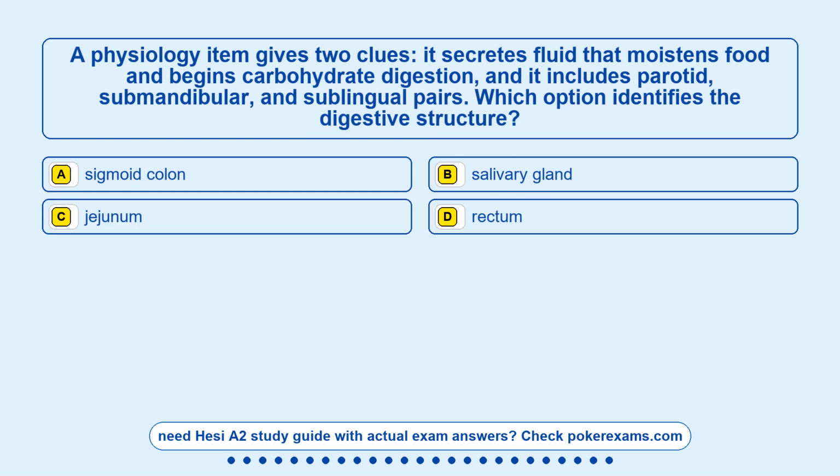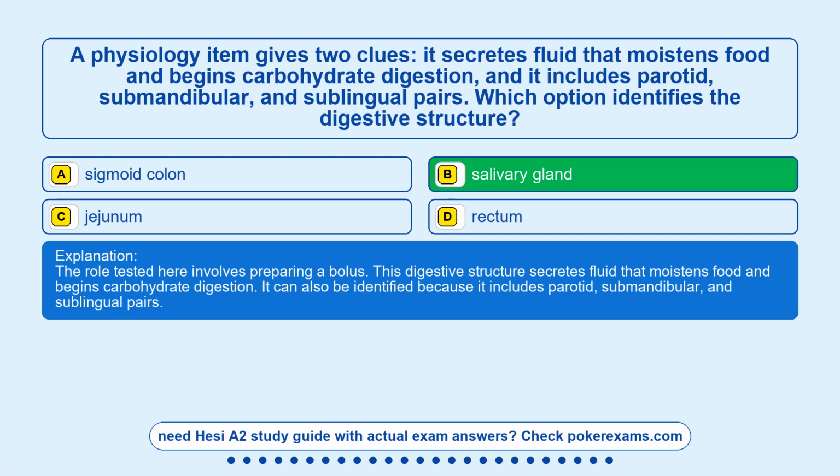Question 2. A physiology item gives 2 clues. It secretes fluid that moistens food and begins carbohydrate digestion, and it includes parotid, submandibular, and sublingual pairs. Which option identifies the digestive structure? Option A, sigmoid colon. Option B, salivary gland. Option C, jejunum. Option D, rectum. The correct answer is option B, salivary gland.